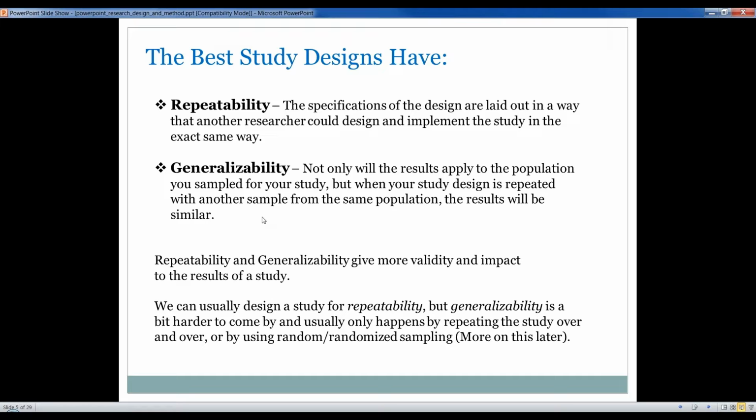But the repeatability or reproducibility and generalizability give more validity and impact to the results of the study. We usually design a study for the repeatability and generalizability. It's a bit harder to come by. Like I said, it only happens by repeating the study over and over. If you don't have an experimental design, basically, if it's a correlational study, something like that, you're not going to get generalizability. The only way you're going to get close to it is to have the study done over and over and over and over again by different people with different samples.